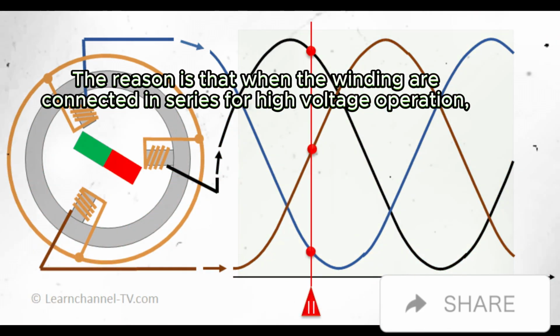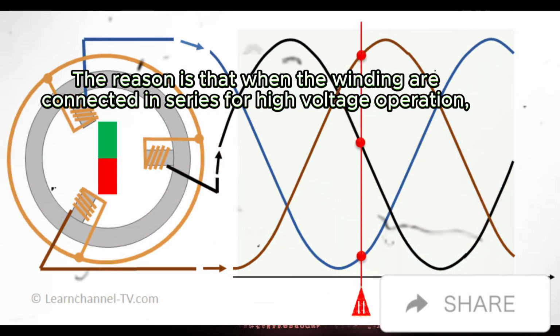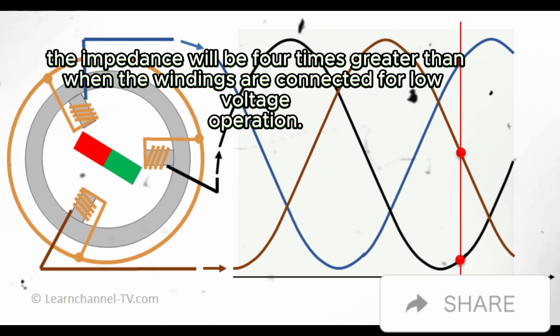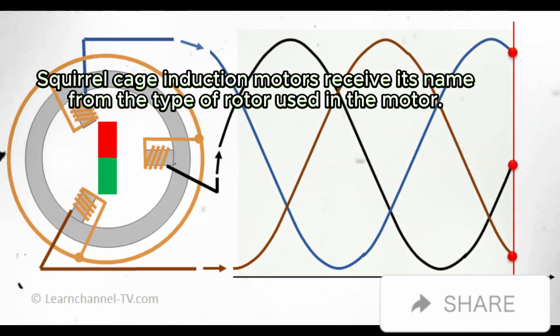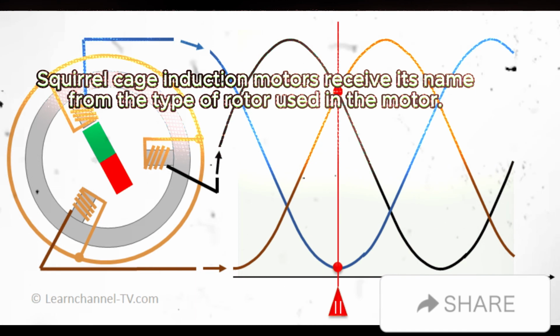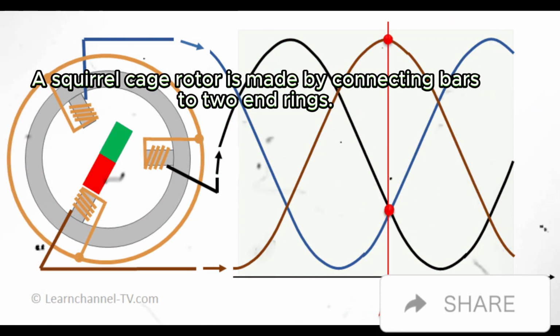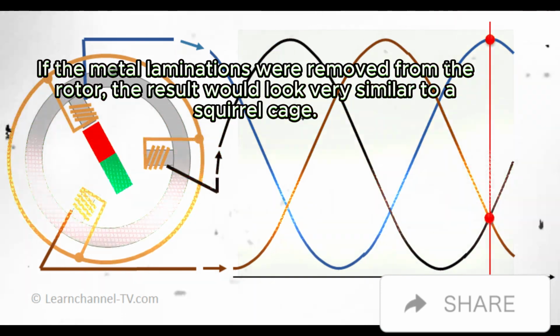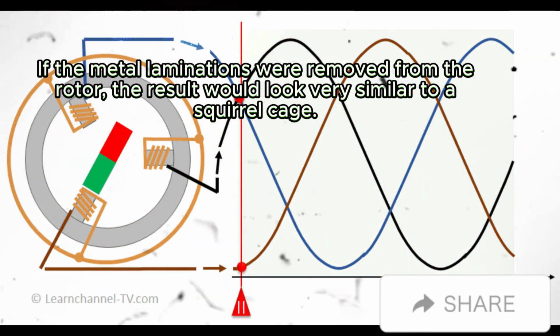The reason is that when the windings are connected in series for high voltage operation, the impedance will be 4 times greater than when the windings are connected for low voltage operation. Squirrel cage induction motors receive their name from the type of rotor used in the motor. A squirrel cage rotor is made by connecting bars to two end rings. If the metal laminations were removed from the rotor, the result would look very similar to a squirrel cage.